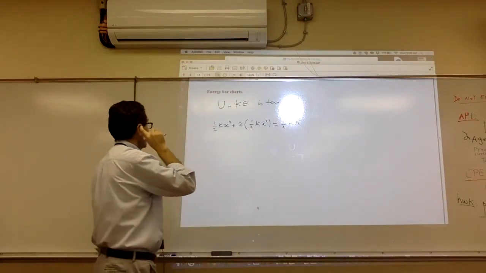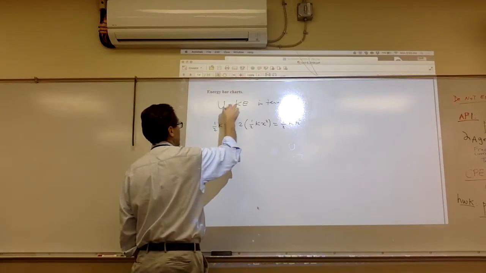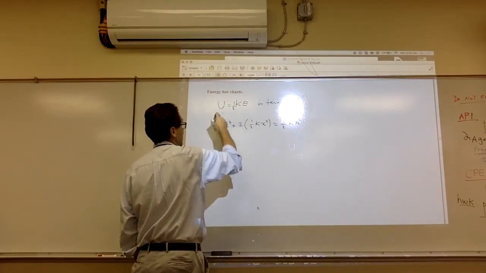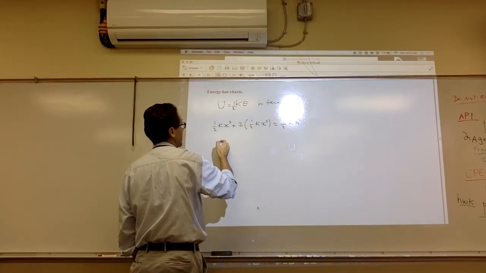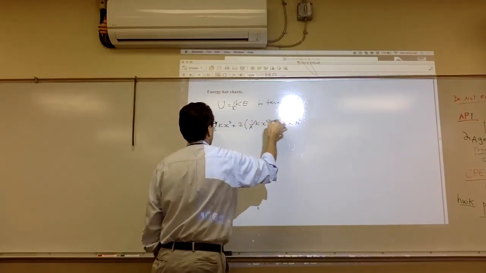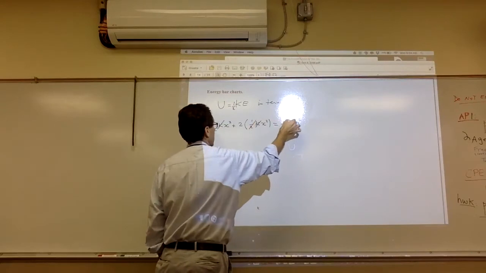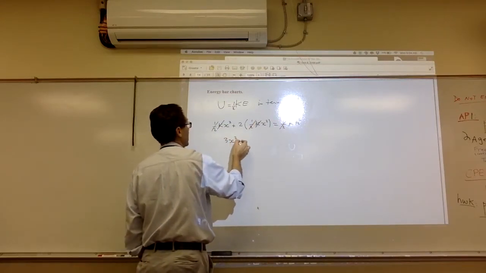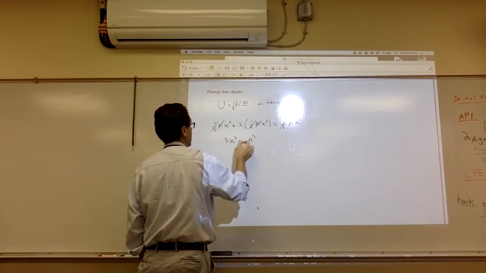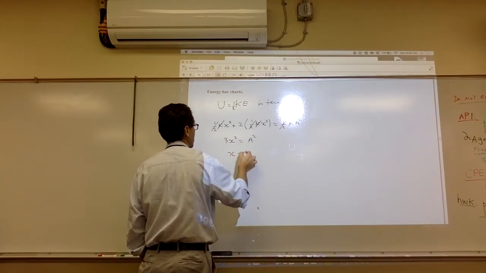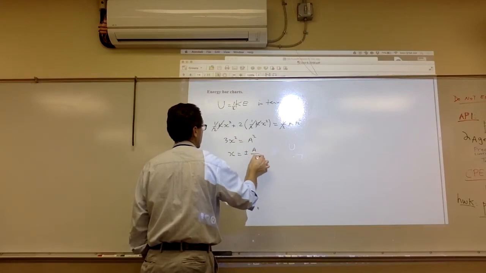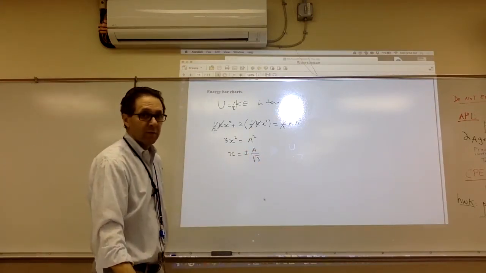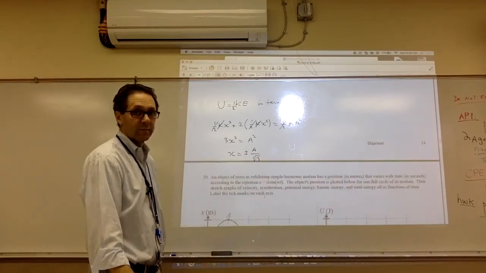Okay. So U has to be half of the kinetic energy, which means the kinetic energy has to be twice as much as that. So if we do this, we can get rid of these k's. So let's see what we have here. So we have 3x squared is A squared. So x is going to be equal to plus or minus A over radical 3. And you can do this for all possible scenarios.